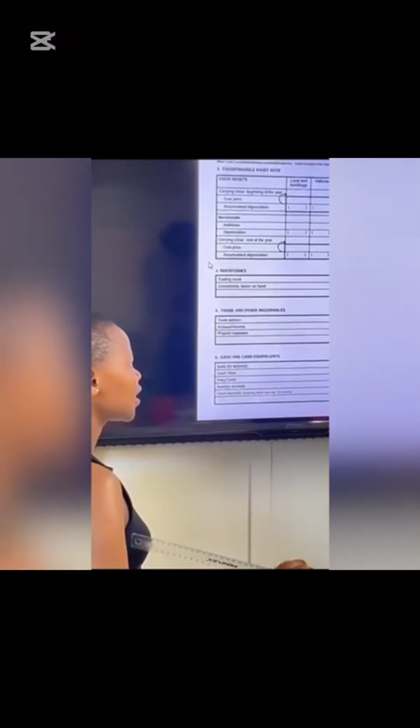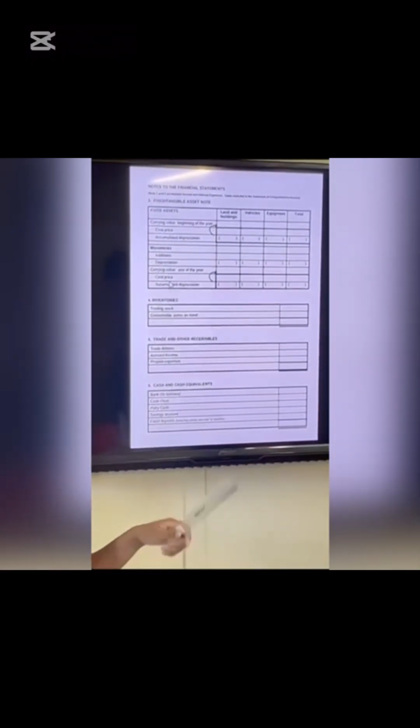For inventories, you have your trading stock on hand, stock that you do not use during the year, your consumables, and stationery. Note number 5, trade and other receivables. You have your trade debtors, which you put the amount found on your trial balance minus your bad debt, and then you get the balance. And then you add your accrued income, which is income that you have not yet received, that you are to receive. And you have your prepaid expenses, which are expenses that you paid prior for.